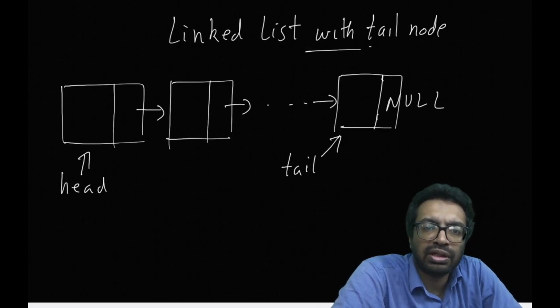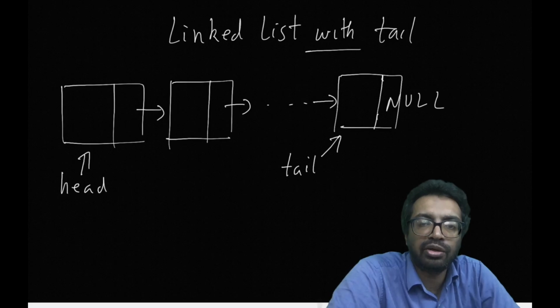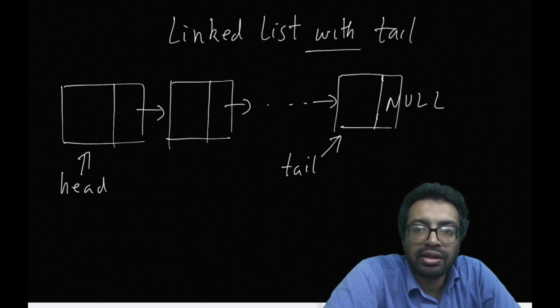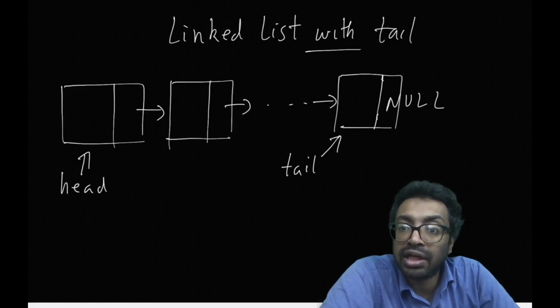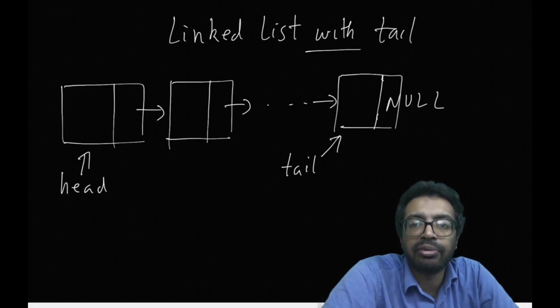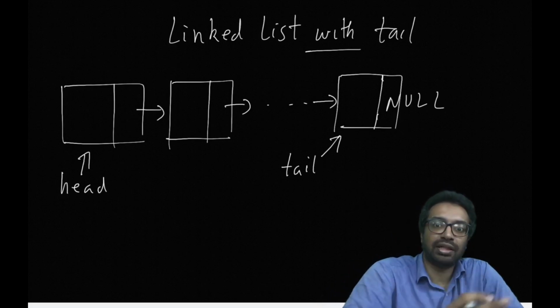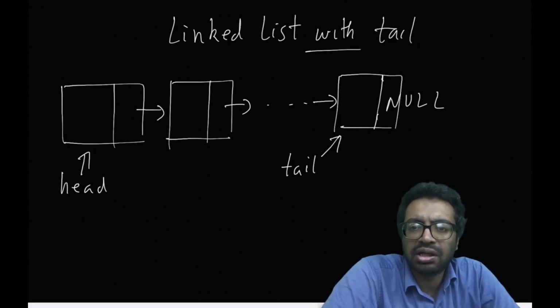We are going to look at a new list, a linked list with a tail node. Just like we had a head pointer, which was pointing towards the node at the front of the list, the tail points to the tail of the list. That is the last element in the list, or the back of the list. Is it clear? Head is pointing to the front of the list and tail is pointing to the back of the list. This is the current situation.